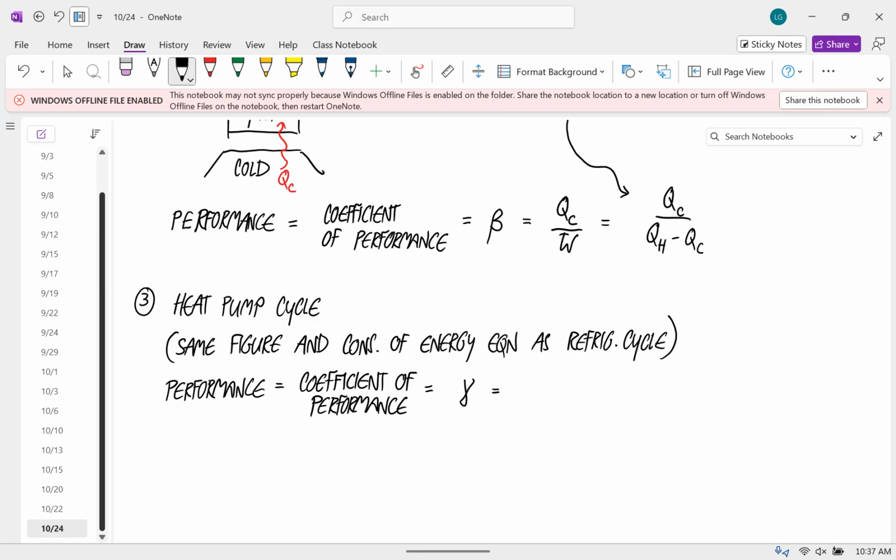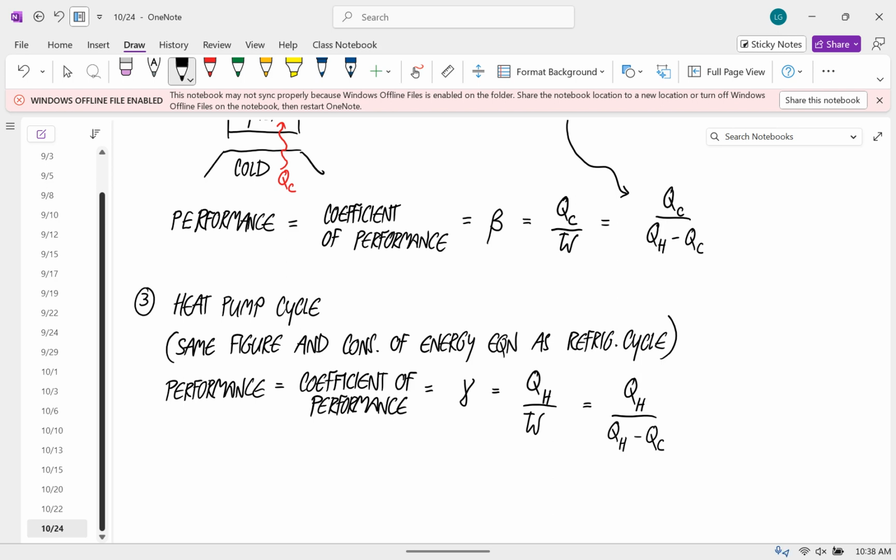And so this time, it works the same as a refrigeration cycle, but the part we care about is different. This time, what we're trying to produce is we're trying to pump heat into the high temperature reservoir. So we have QH. The cost is the work. And again, we can rewrite the work as QH minus QC. So we'll write this as QH over QH minus QC.